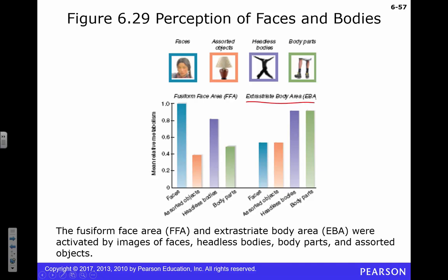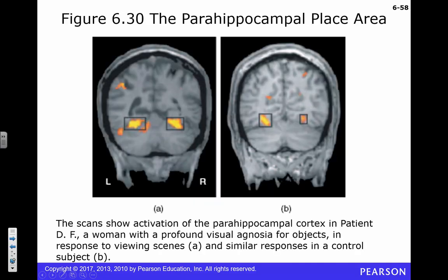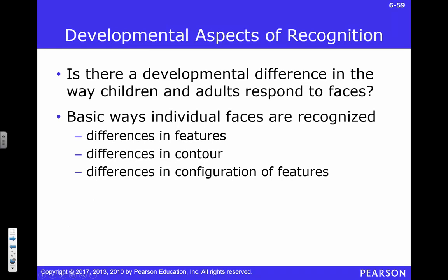And so here's your extrastriate body area. If you show them body parts or headless bodies, images of that, they get pretty excited. Show them faces or assorted objects, not so much. The fusiform face area, on the other hand, will get pretty excited when you show it faces. Somewhat excited if you show it headless bodies. I think it's anticipating a face, right? Like, there's nothing there. That's something weird. Let's get excited about that. Don't worry about the parahippocampal face area right now.